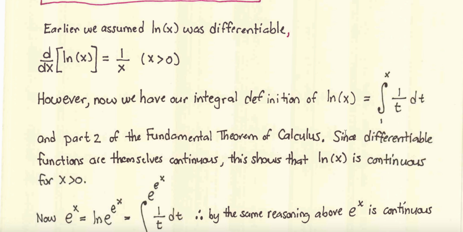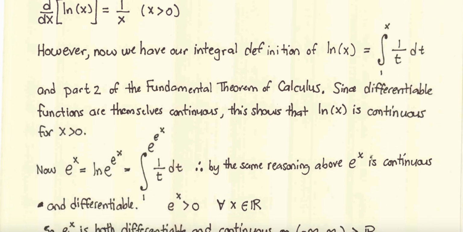So back in the day, we proved that the derivative of the natural log was 1 over x, provided that x was larger than 0. However, we now have our integral definition of the natural log, 1 to x of 1 over t dt, and the second part of the fundamental theorem of calculus comes into play. Now, since differentiable functions are themselves continuous, this immediately shows that the natural log of x is continuous and differentiable for x greater than 0.